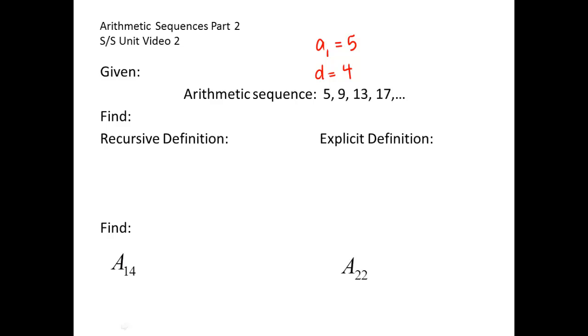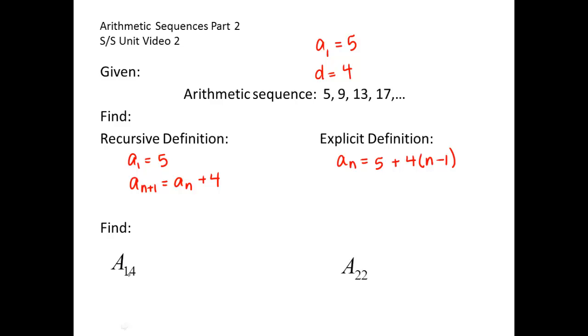Alright, so my recursive definition begins with A sub 1 equals 5. And then I'm going to say, well, I can find the next term by taking a given term and adding 4. So that is my recursive definition. Remember, you need both lines for it to be complete. My explicit definition is where I can find any term. And any term is found by taking the first term and adding the common difference times n minus 1. Alright, so now I have both my recursive and my explicit.